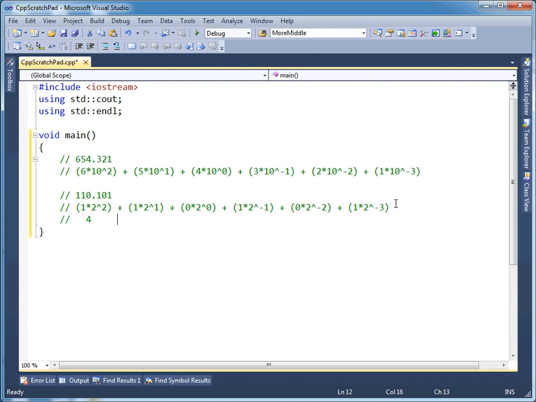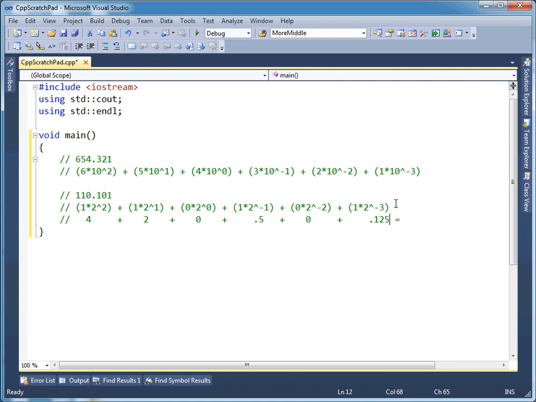Plus 1 times 2 to the 1. 2 to the 1 is 2, so that gives us a 2. Plus 2 to the 0 is 1, but we have 0 times 2 to the 0, so this term actually drops out to a 0. Then we add 2 to the negative 1. Well, that's 1/2, so 1 times 1/2 is 1/2, or 0.5. Plus 0 times a fourth. 0 times a fourth is 0. And then we have an eighth out here. So 1 times an eighth is 1/8, which gives us 0.125.